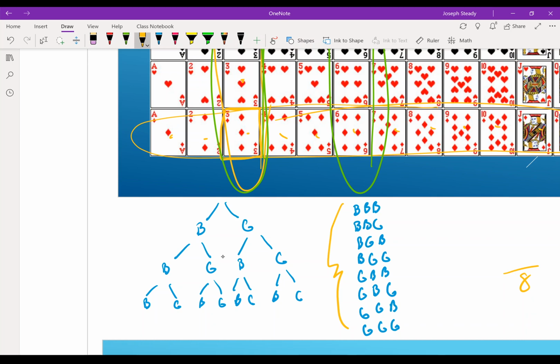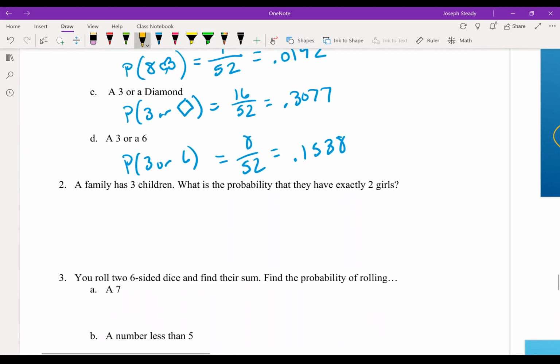So how many of these have 2 girls in them? This one does, boy, girl, girl. This one does, girl, boy, girl. And this one does, girl, girl, boy. So there are 3 of them out of 8 that have exactly 2 girls. So the probability of 2 girls out of 3 kids is 3 out of 8, or again, if you want a decimal, 0.375. So a 37% chance of having exactly 2 girls out of 3 children.